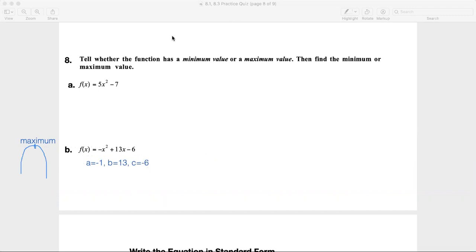All right, we have to do our line of symmetry. Hopefully you're seeing that that is a very important part of this chapter. It's so important, you cannot leave algebra without knowing it. I really hope you're getting the idea that I'm stressing it over and over. So this would be negative 13 over 2 times negative 1, which would be 13 over 2, which would be 6.5. Then I'm going to plug 6.5 into the equation.